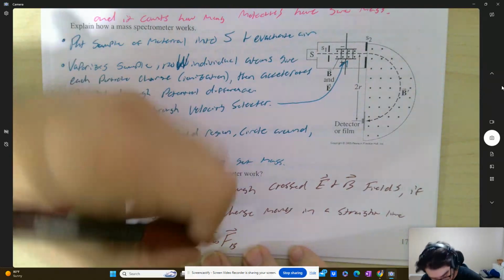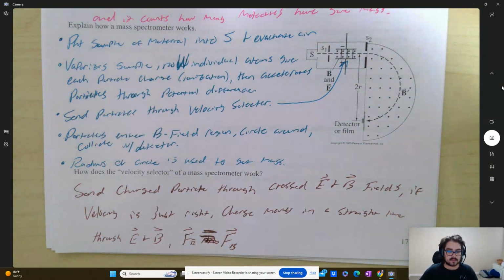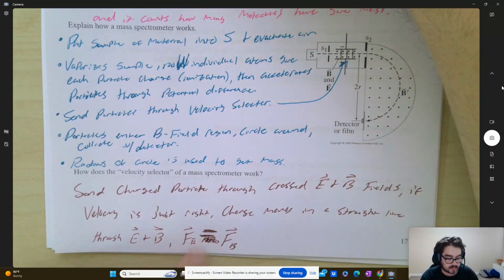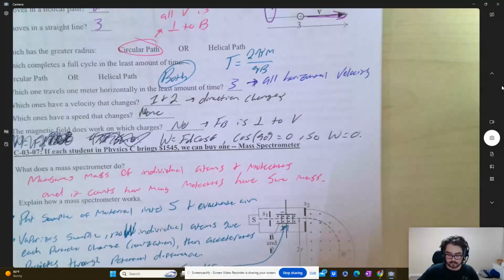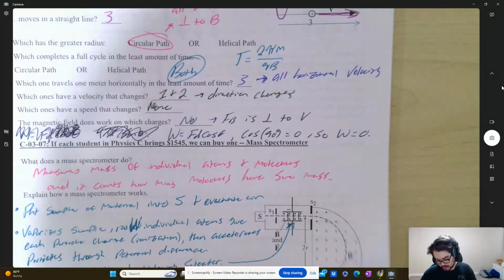It should be equals. I'm totally messing up right now, I don't have my whiteout. So they should equal each other, and they cancel out. Okay, let's go on to the next page here.